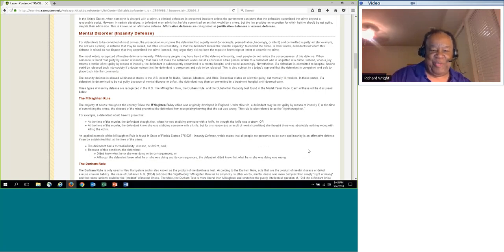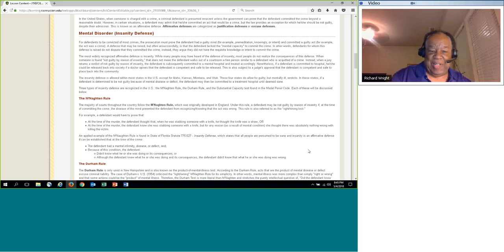For example, a defendant would have to prove that at the time they committed a murder, when they were stabbing someone, they thought it was with a straw, or that the person knew they were stabbing someone with a knife, but as a result of mental condition, believed there was absolutely nothing wrong with killing the victim. Or, put another way, the individual might think that they're killing an animal instead of a person.